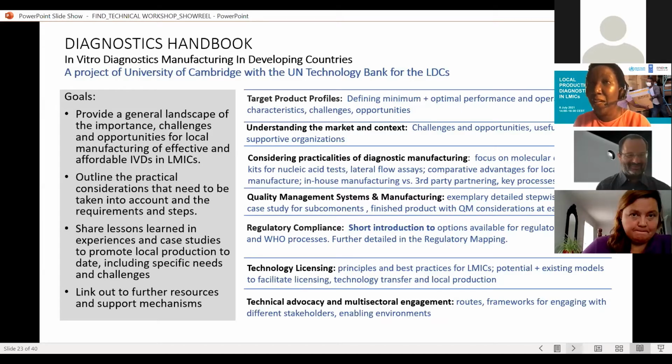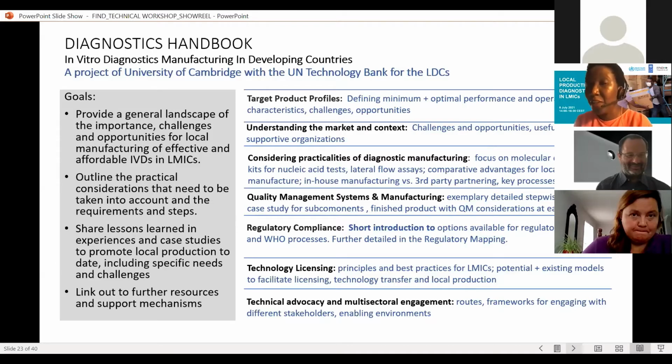We have decided to focus on molecular diagnostic kits for nucleic acid tests and lateral flow assays as case examples, and then using those to explore comparative advantages for different kinds of manufacturers, considerations for manufacturers in terms of whether they want to do things in-house or partner with third parties, what they need in each of those situations, what processes and facilities they might also require in order to undertake manufacturing.